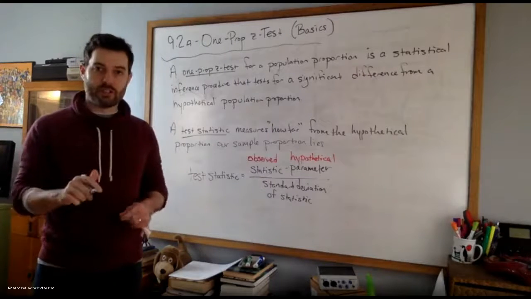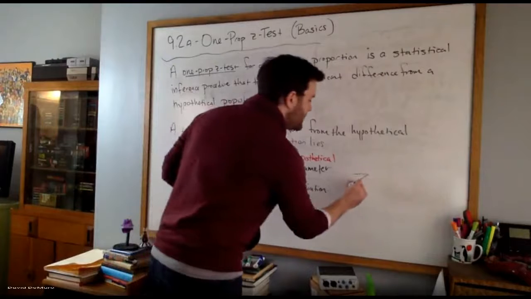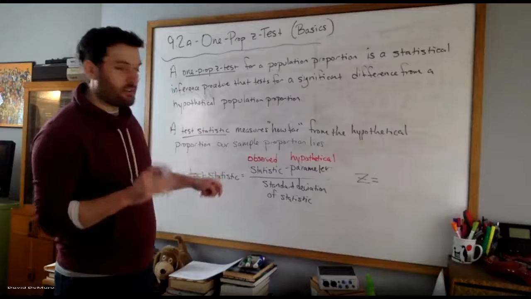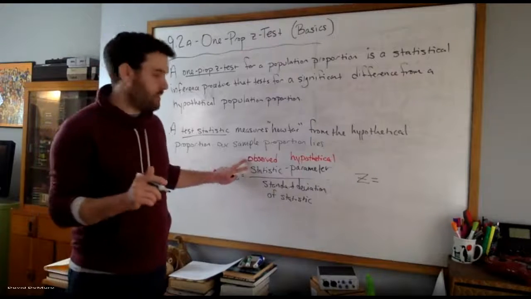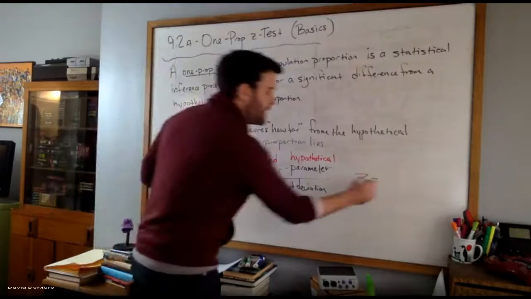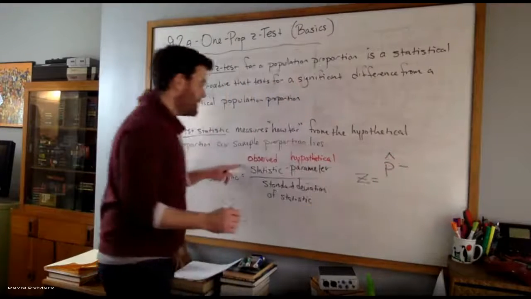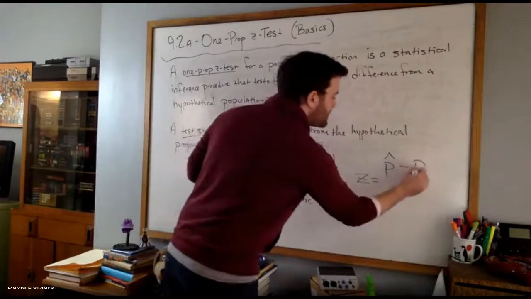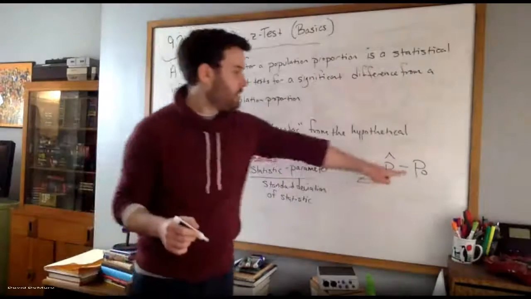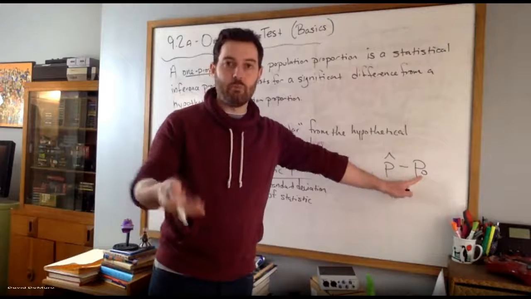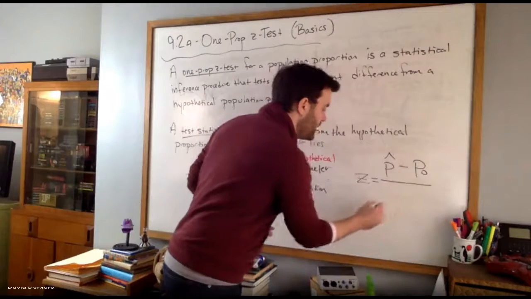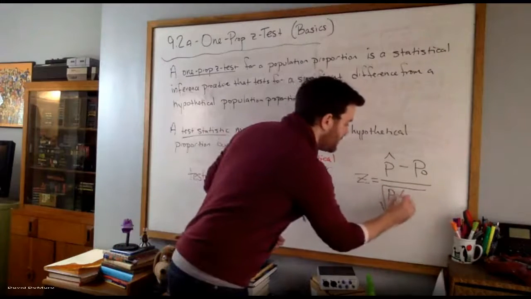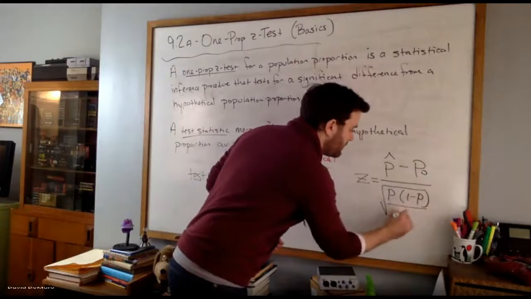But for proportions, your specific z-score or test statistic will be calculated like this. Your observed statistic, the proportion from your sample, is p hat, minus the hypothetical parameter. That's the parameter that comes from your null hypothesis. So we're going to call that p0, meaning H0 is the null, so p0 comes from the null. Divided by the standard deviation, we would use the square root of p times 1 minus p over n.